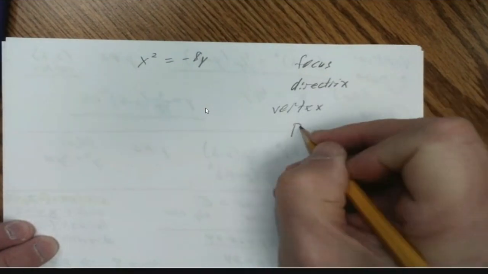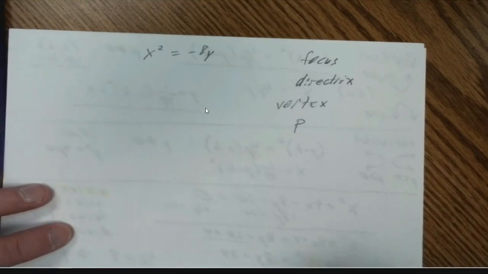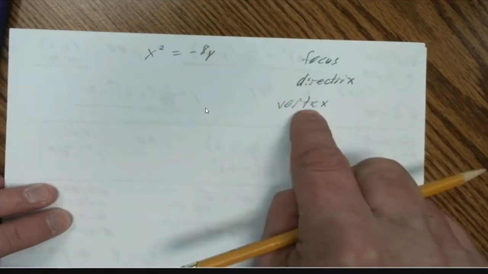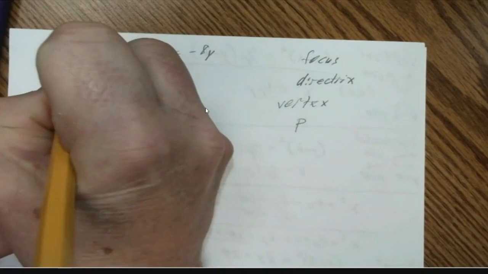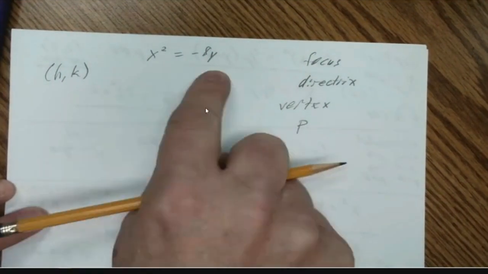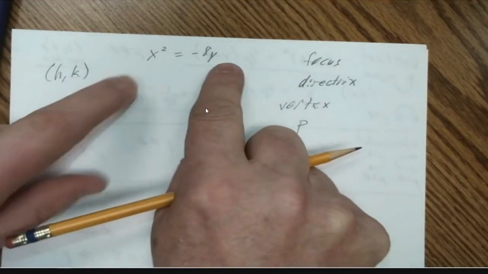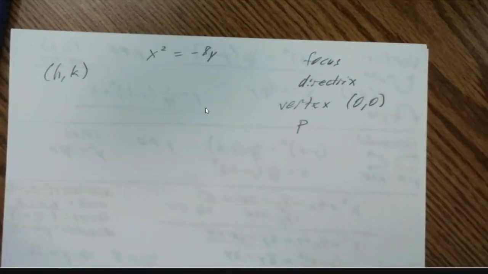And we need to know what p equals, because that's how far away from the vertex the focus and directrix are going to be. So we know that the vertex is (h, k). And looking at this equation, h and k must be 0 because we don't have x minus h and y minus k. So the vertex must be at (0, 0). So that one was the easy one.